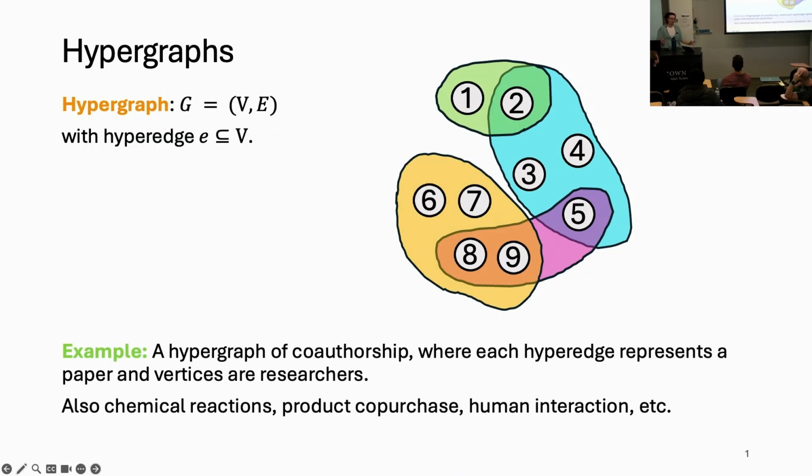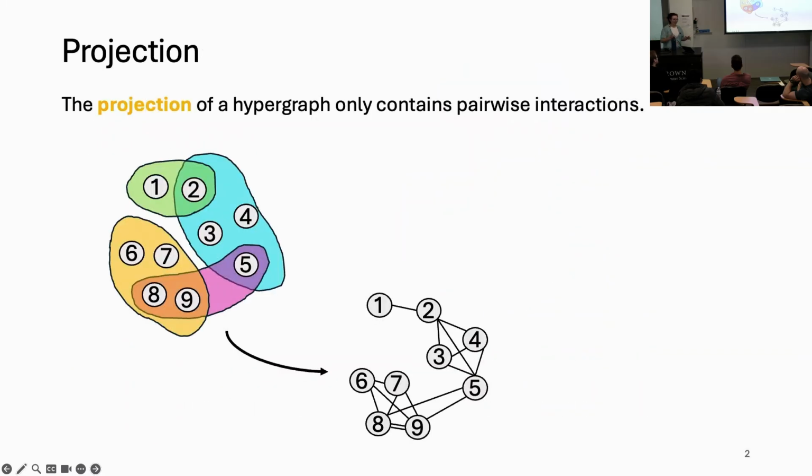There are a lot of examples and applications that use hypergraphs, like co-authorship, where you group authors by the papers they wrote together, or chemical reactions, where you group chemicals by when they react together, or products that are purchased together, that kind of thing. So there's a lot of examples where hypergraphs are used. But we don't always have a hypergraph.